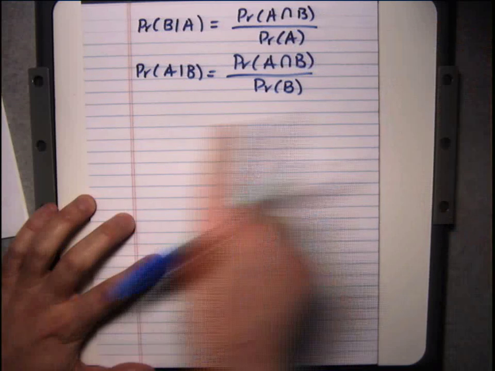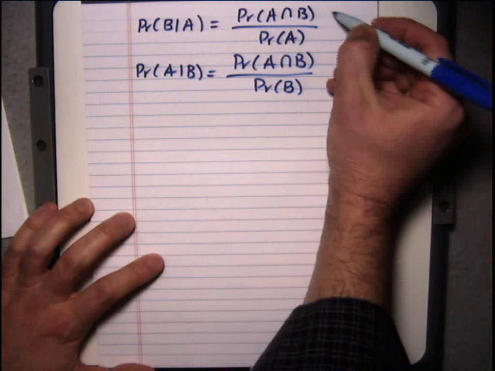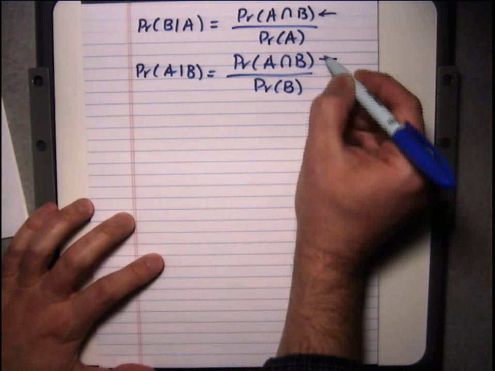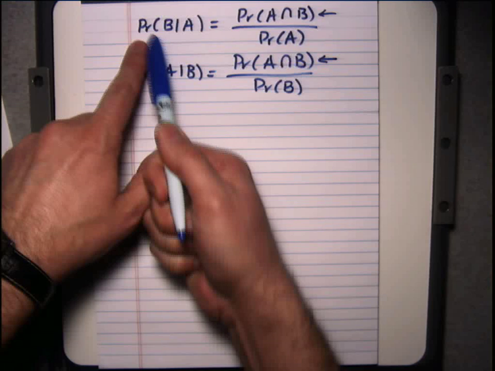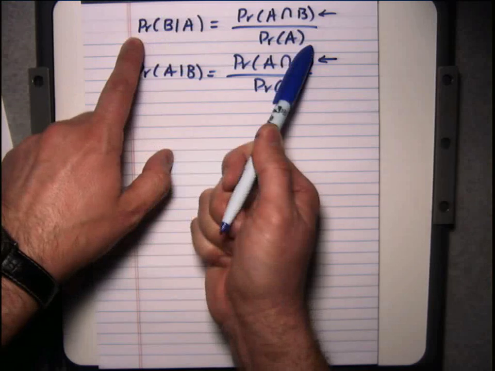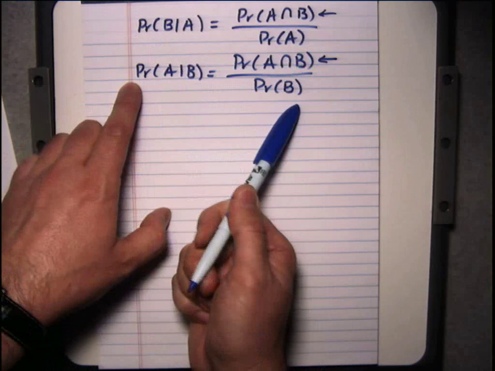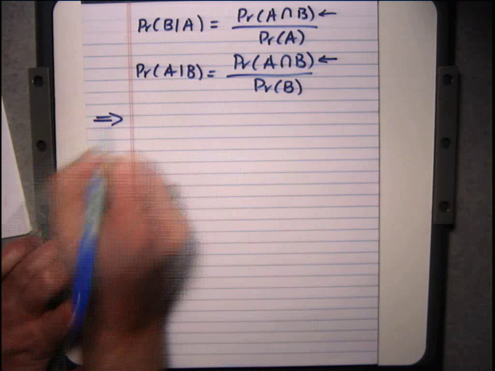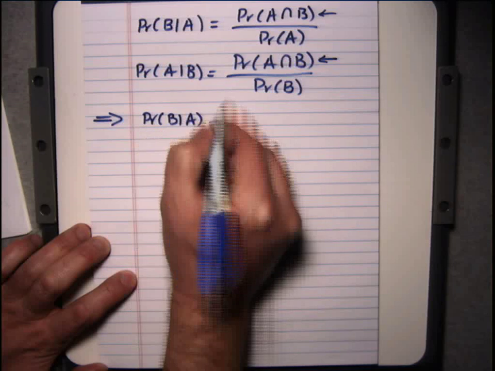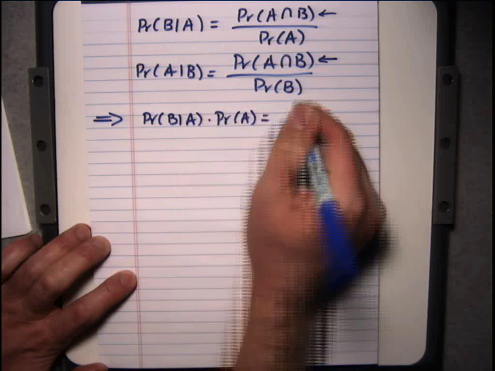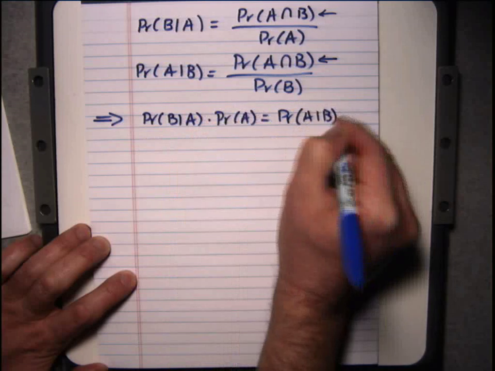Now, if we take these two expressions and consider them at the same time, what you can see is that this term can be written two different ways. Namely, I can write probability of A intersect B as the product of B given A times A, or I can write it as probability of A given B times B. Okay? So from these two, I can derive that the probability of B given A times probability of A is probability of A given B times probability of B.